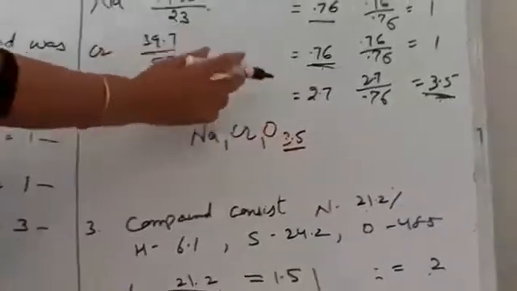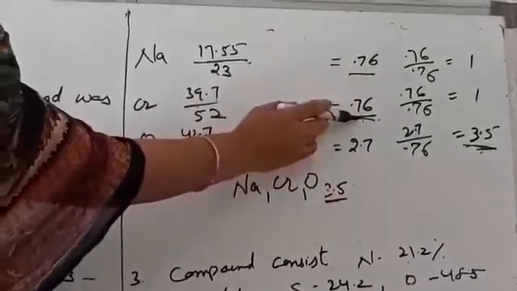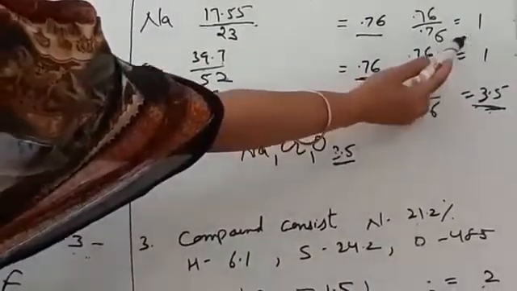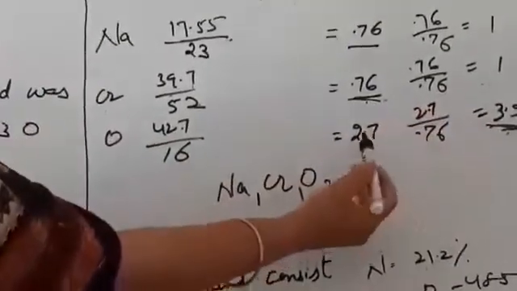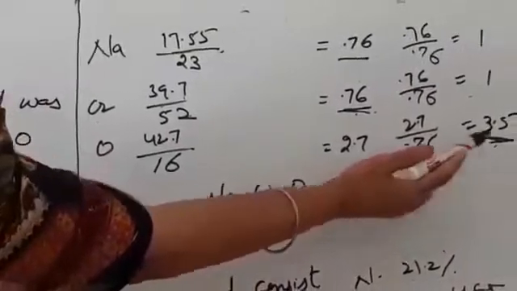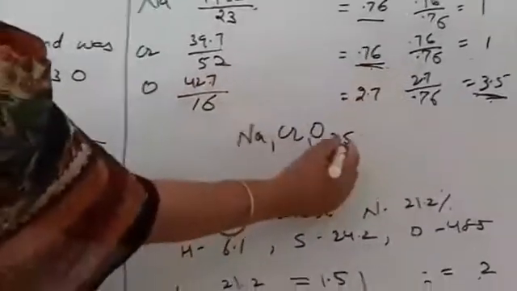The next step is to divide by the lowest number. Here 0.76 is the lowest. So 0.76 divided by 0.76 gives 1, 0.76 by 0.76 also gives 1, and 2.7 divided by 0.76 gives 3.5. So now sodium is 1, chromium is 1 and oxygen is 3.5.